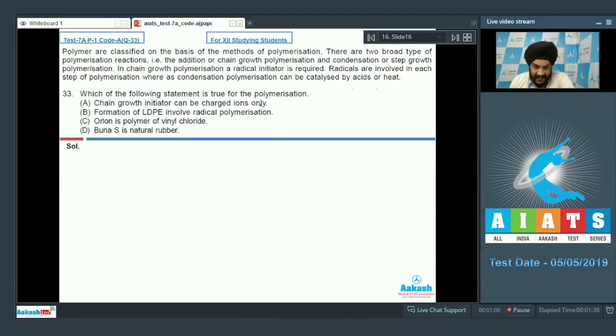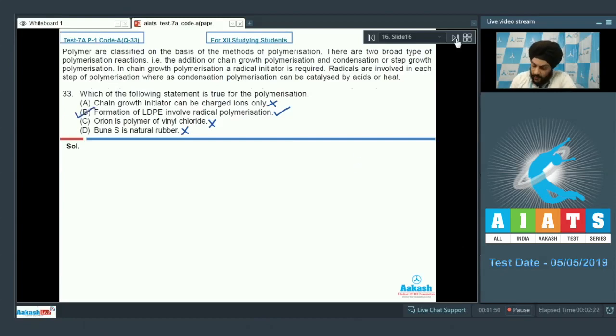So option A, it says that chain growth initiator can be charged ions only. This is incorrect, students. Chain growth initiator can be free radicals as well. If you look at statement B now, formation of LDPE, which is the low density polyethylene, involved radical polymerization. This is correct, students. If you look at the C statement now, Orlon is the polymer of vinyl chloride. This is incorrect, students. Orlon is polyacrylonitrile. So statement C will be incorrect. If you look at statement D now, Buna S is natural rubber. This is incorrect, students. Buna S is not natural rubber. So for this question, students, we have to mark the correct answer as option B.